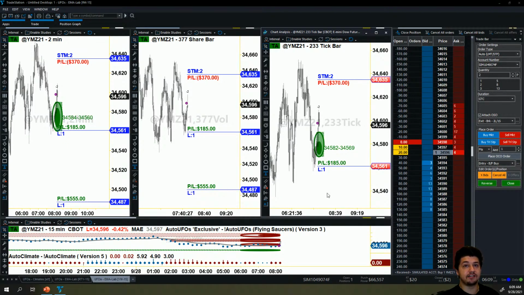That's where we stand. Now our stop goes a tick above that UFO. Our T1 goes 1 to 1, the distance between the exit and the entry. I'm sorry, the entry and the stop. So 1 to 1.